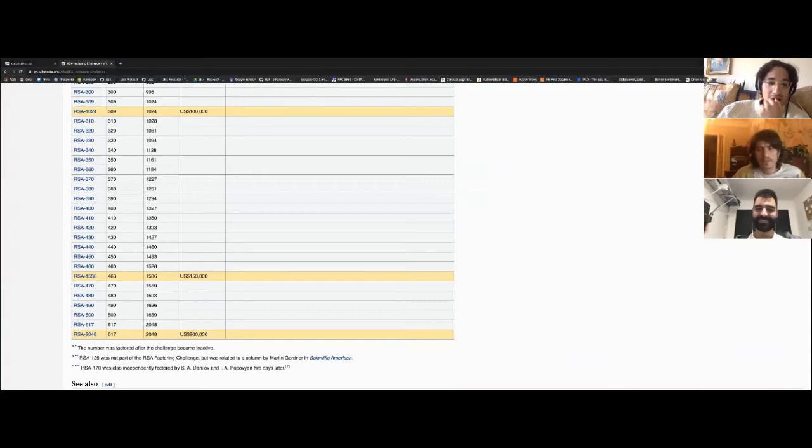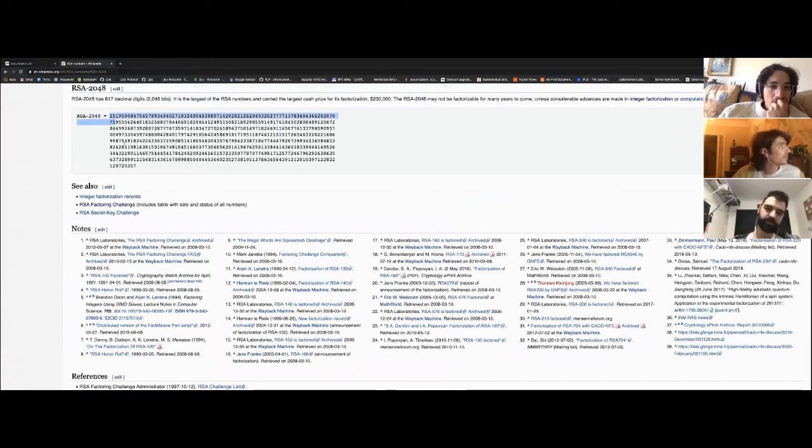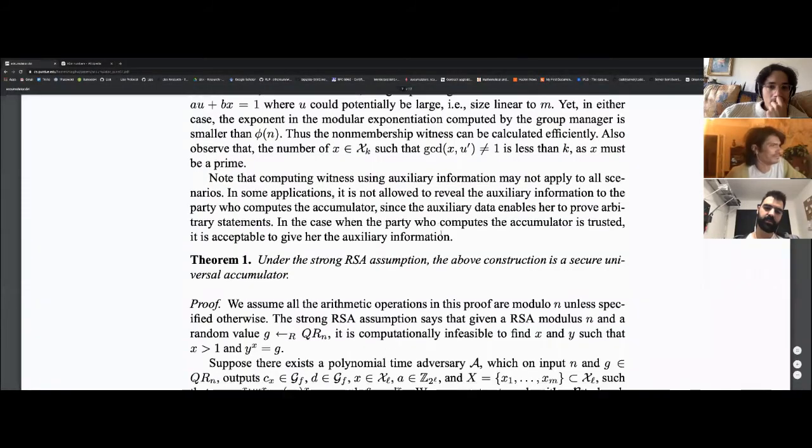But the point is that if you are setting up this accumulator, maybe you have a decentralized way of choosing n, where nobody actually controls the factorization. Complex, maybe in some cases, because maybe parties are colluding. Or you can trust them and just pick this RSA 2048, and there you go. Pretty long number. Let's go back to the paper.